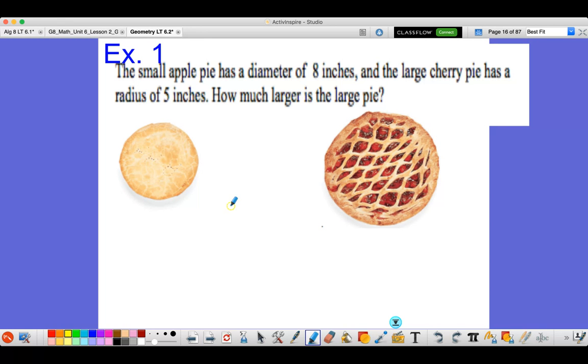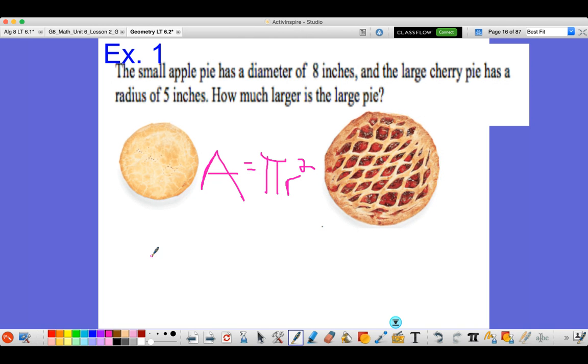We're going to jump right into our examples, our problems today. And so one of the things that you need to remember is that the formula for area of a circle is pi r squared. And remember that the radius is the distance from the center of the circle to the outer edge. The diameter goes through the center all the way across the circle.